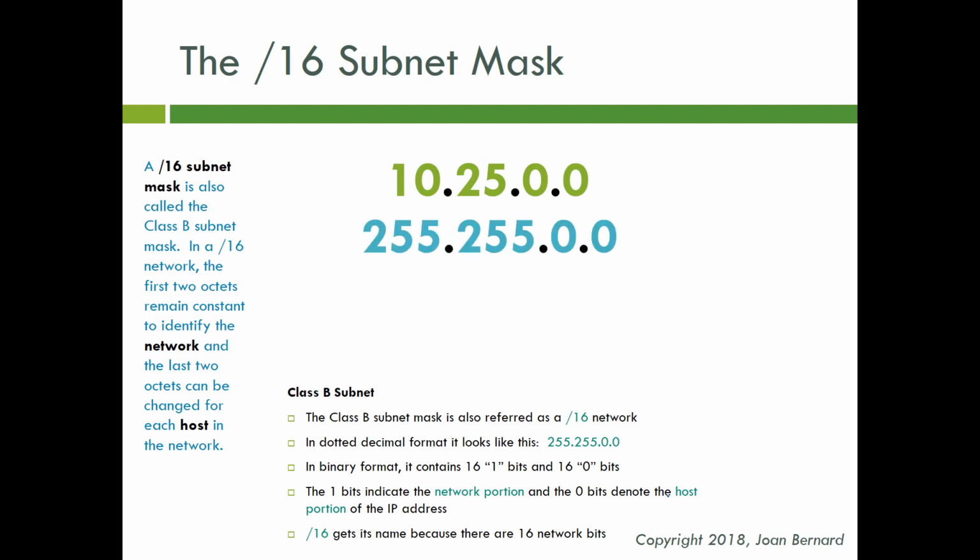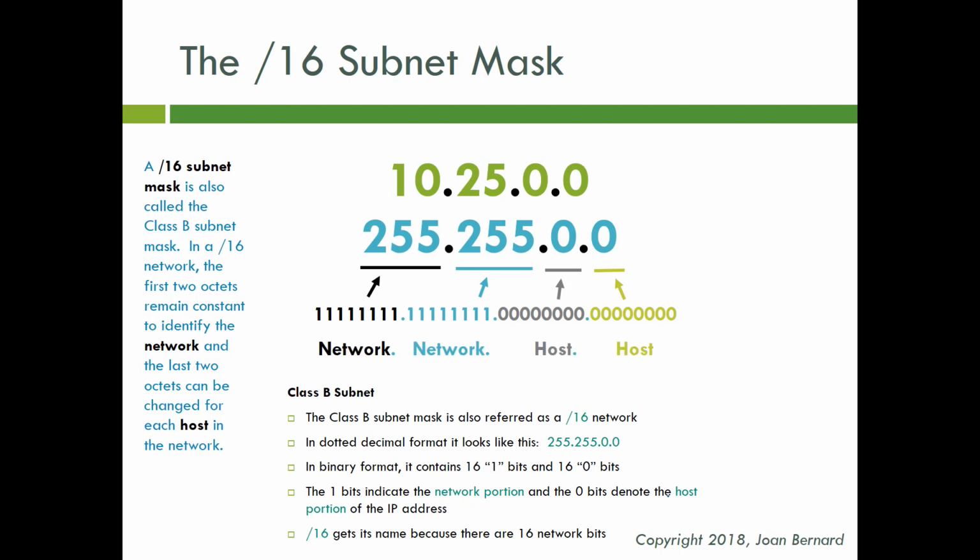In dotted decimal format, it looks like this: 255.255.0.0. In binary format, it contains 16 ones and 16 0 bits. The 1 bits indicate the network portion, and the 0 bits denote the host portion of the IP address. /16 gets its name because there are 16 network bits. Let's apply the /16 subnet mask to see how it defines what IPs are in its network.